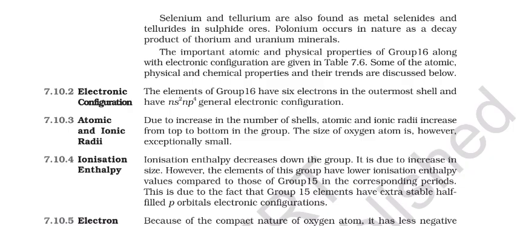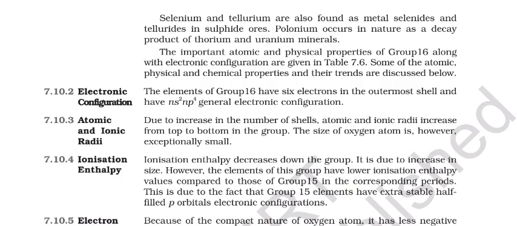Electronic configuration. The elements of group 16 have 6 electrons in their outermost shell and have ns2np4 general electronic configuration. Atomic and ionic radii. Due to the increase in the number of shells, atomic and ionic radii increase from top to bottom in the group. The size of the oxygen atom is, however, exceptionally small. Ionization enthalpy. Ionization enthalpy decreases down the group. It is due to the increase in size.